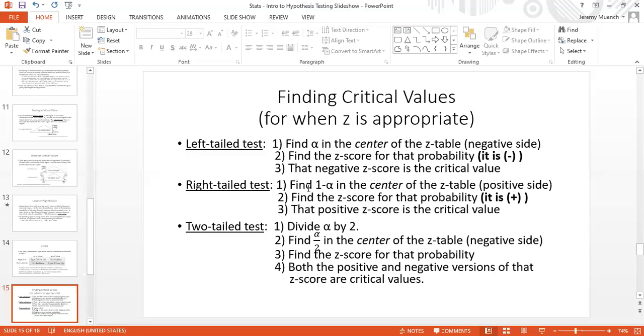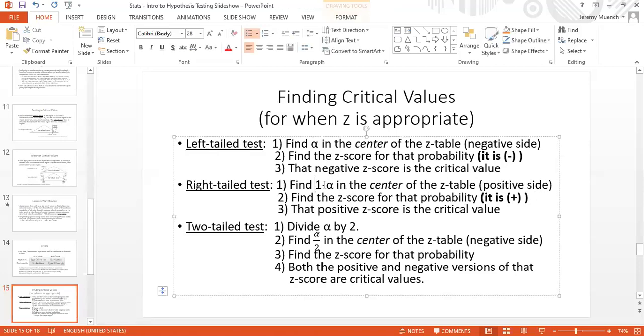Similarly, for a right-tailed test, we are going to find 1 minus alpha in the center of the z-table. That's going to be on the positive side of the table. And we're going to find that z-score. It's going to be positive. And that positive z-score is the critical value. So here, 1 minus alpha is what we're looking for.